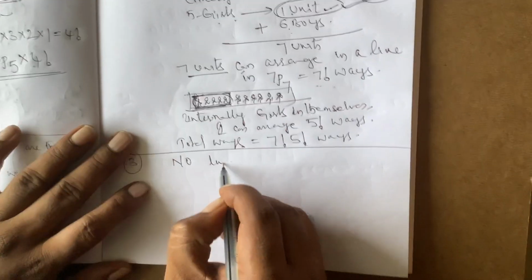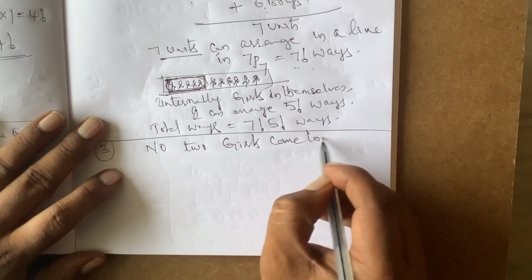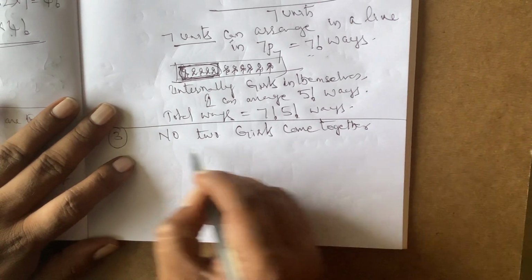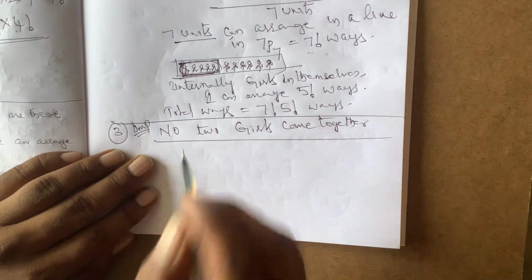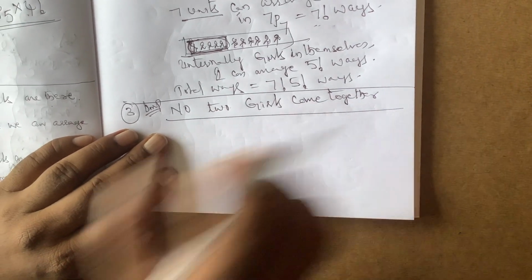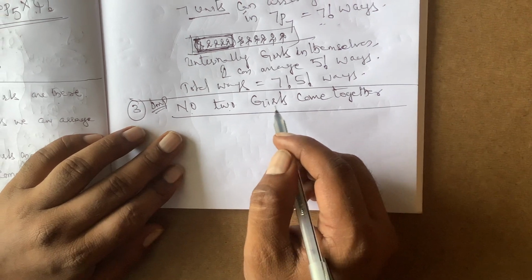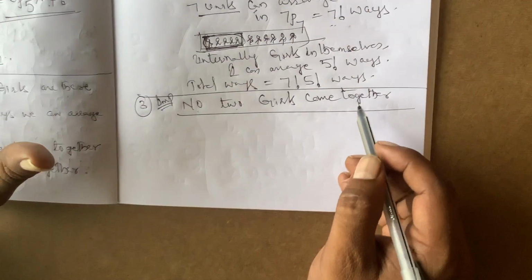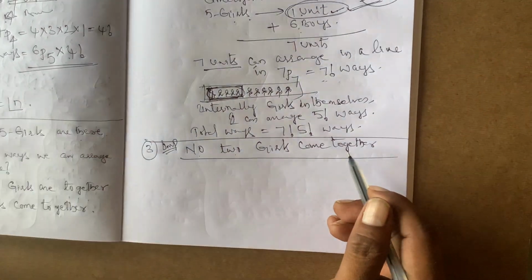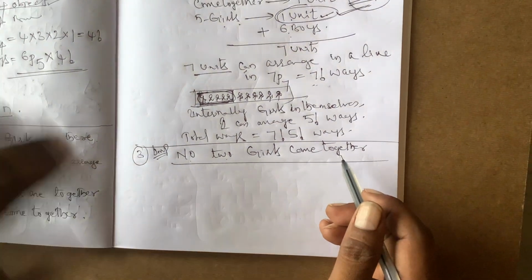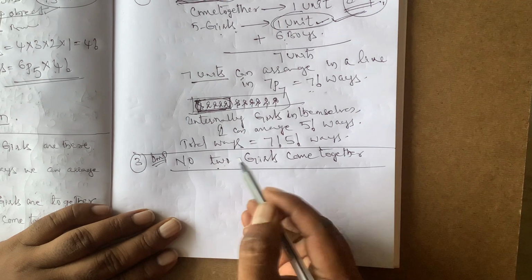No two girls come together. This is also one more important concept. Listen all of you. Whenever it is given that no two things come together, if you observe that point, immediately keep them on one side, a little distance away. Okay, after keeping them a little distance away, how many remaining boys are there?